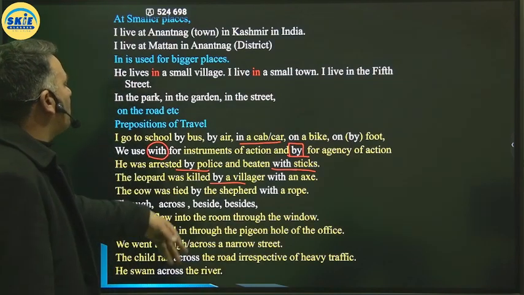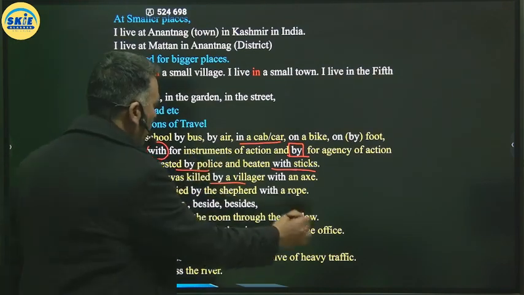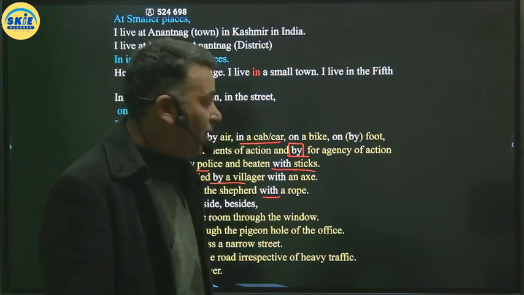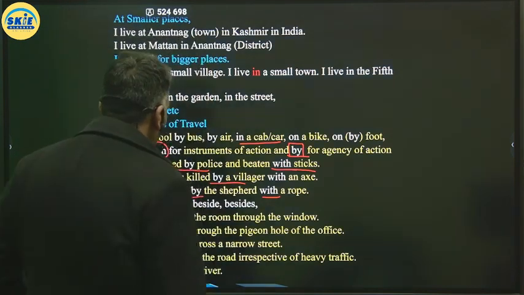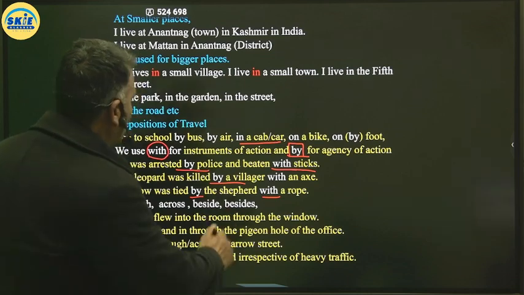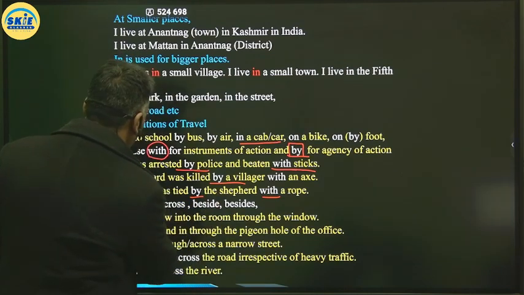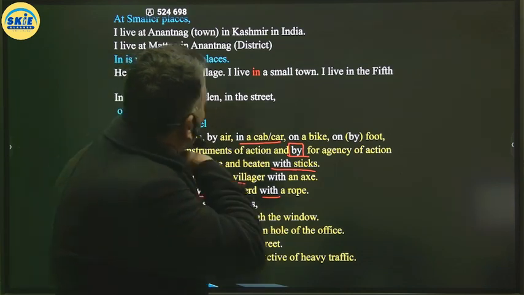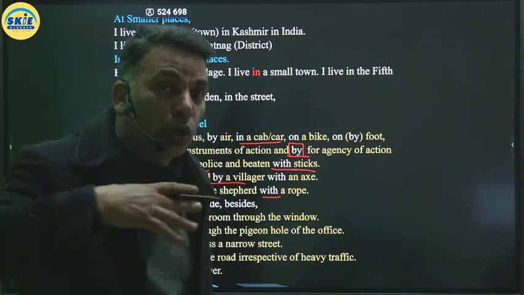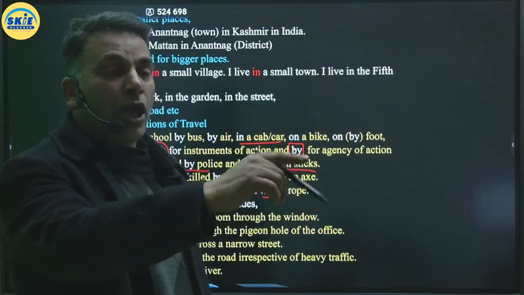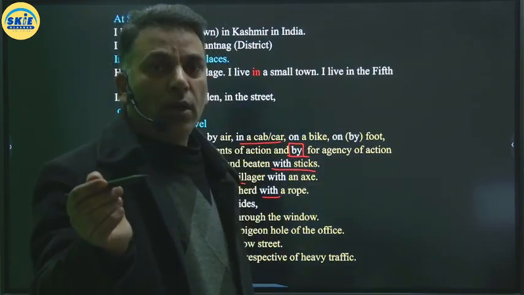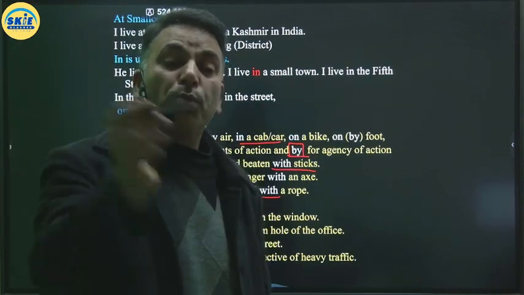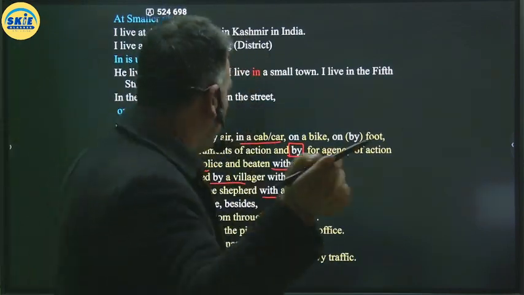The cow was tied by the shepherd with a rope. So again, you can understand this difference between by and with. All right, guys? And then you have some more examples of it: through, across, beside, and besides. The bird flew into the room through the window. Through the window, right? He threw the ball or book through the window. He flew it away through the window, right?